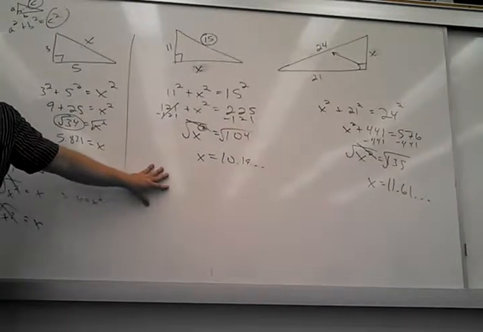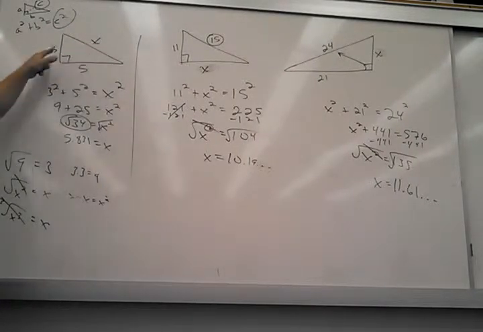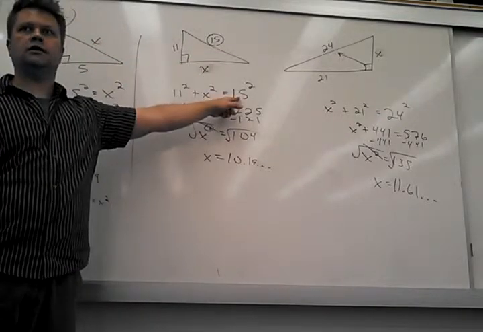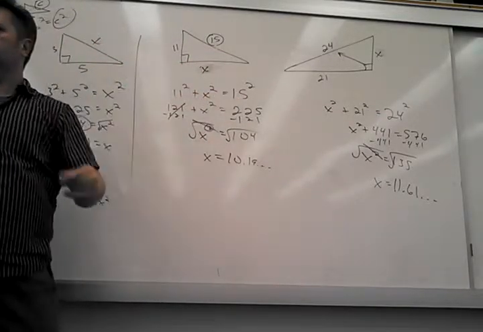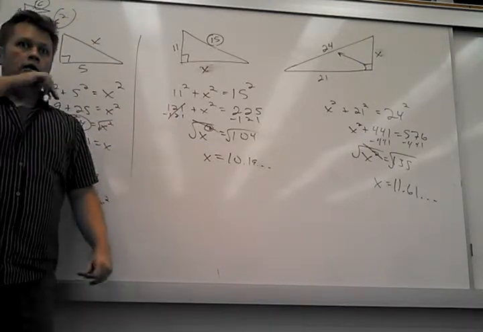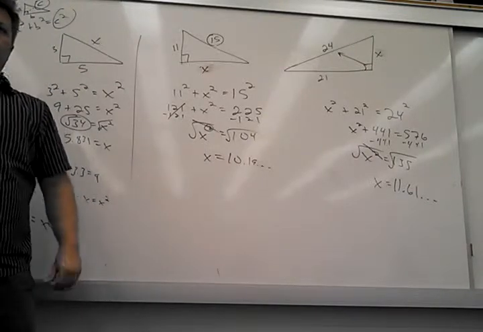So don't just automatically put the x squared by itself. It completely depends on where it is. It's the hypotenuse number that's supposed to be by itself, equal to the other two added, because that's the longest side. Isn't the bottom side technically as long as the hypotenuse side? Definitely not.